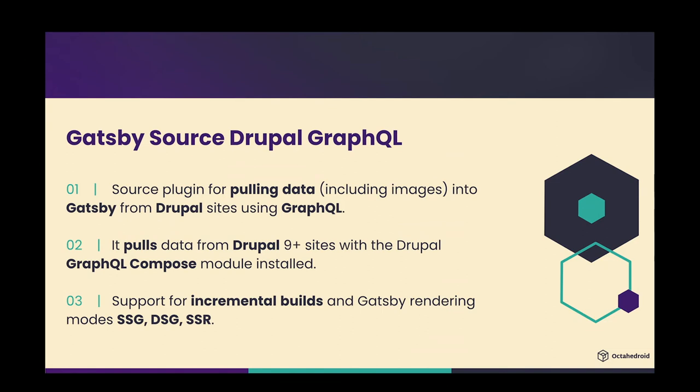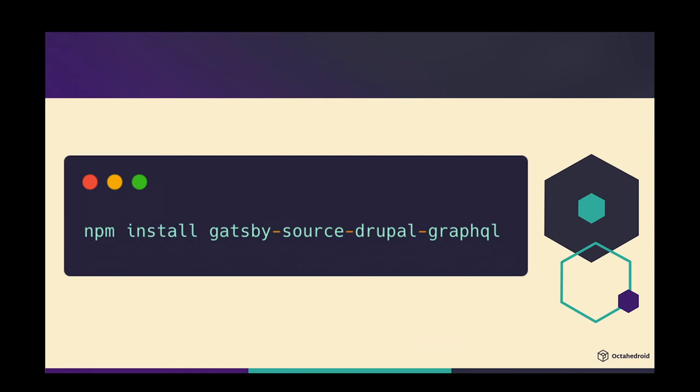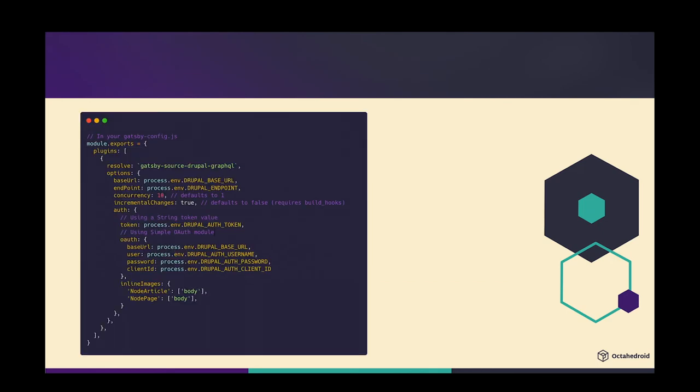It pulls data from a Drupal 9 site using the GraphQL Compose module, and it also supports incremental changes in your code base. This plugin allows you to build Gatsby sites on top of Drupal using GraphQL, obviously with npm install gatsby-source-drupal-graphql. Unfortunately, you cannot see it here, but this is the plugin configuration. Currently, the module supports simple OAuth authentication, so you don't have to expose your API publicly. You can put that behind authentication just by enabling the simple OAuth module.